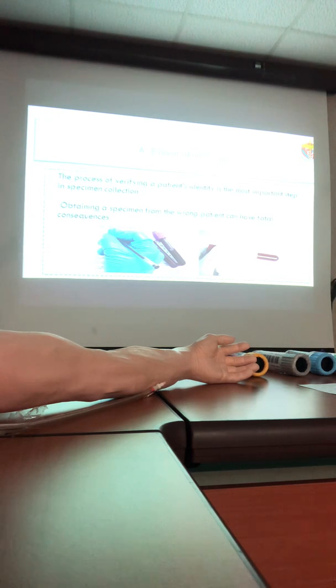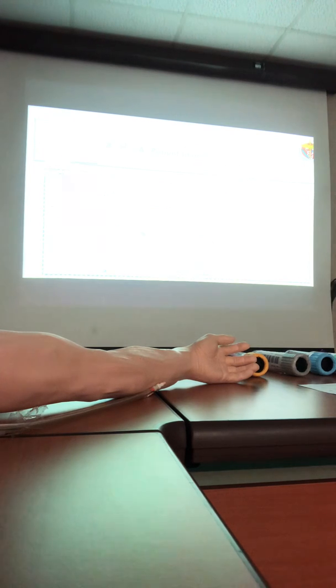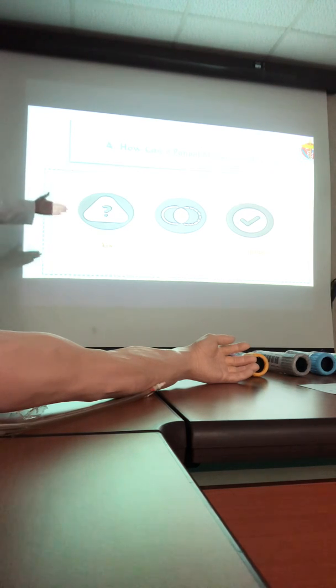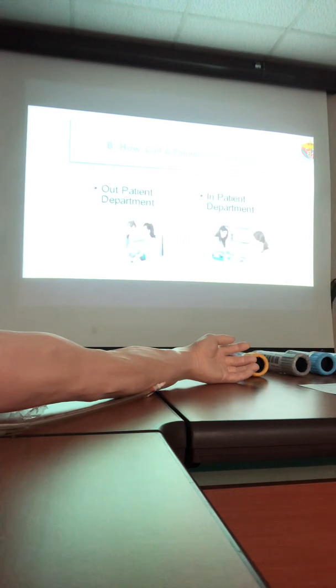The process of verifying patient identity is the most important step in specimen collection. Obtaining a specimen from the wrong patient can have fatal consequences. How can a patient be identified normally? By asking the patient, comparing the response, and validating. This is the correct way for identification. And how can a patient be prepared in the inpatient and outpatient departments?